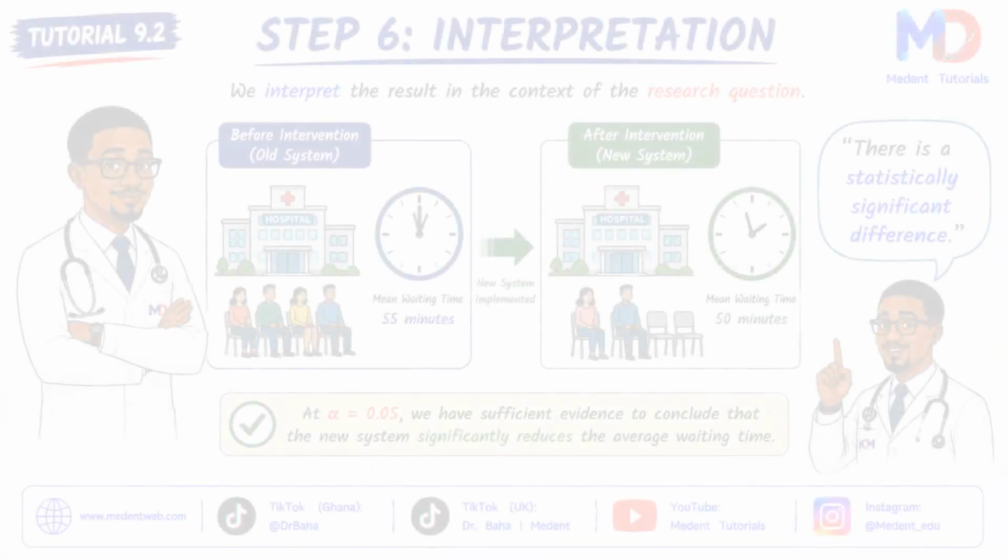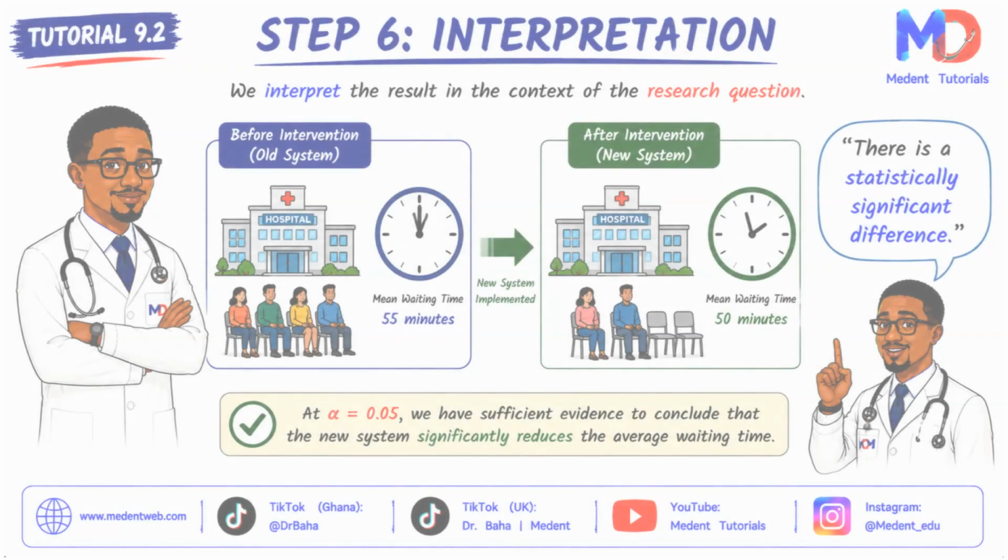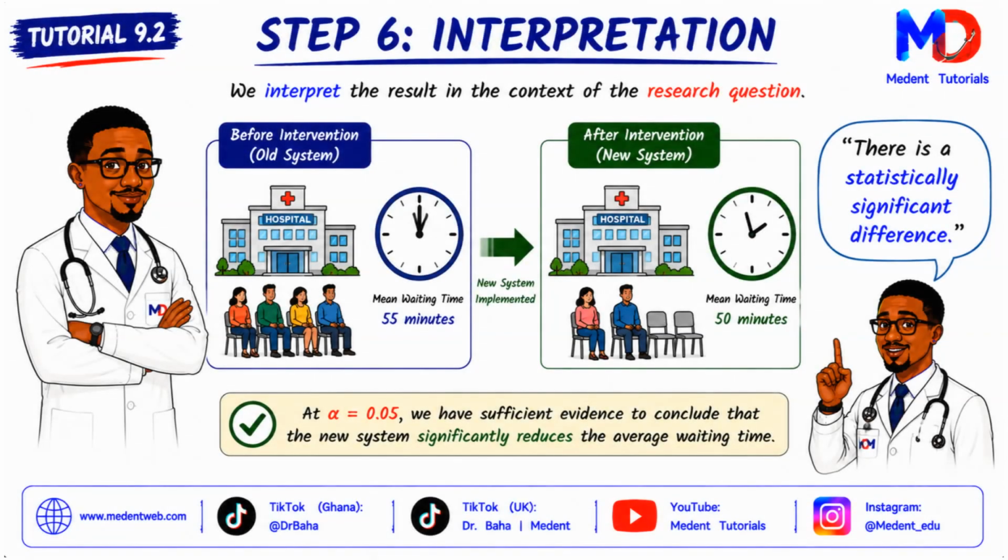How do we interpret this? This means that there is strong statistical evidence that the average waiting time under the new trial system is different from that of the old system. The findings suggest that the new trial system has significantly reduced waiting times.